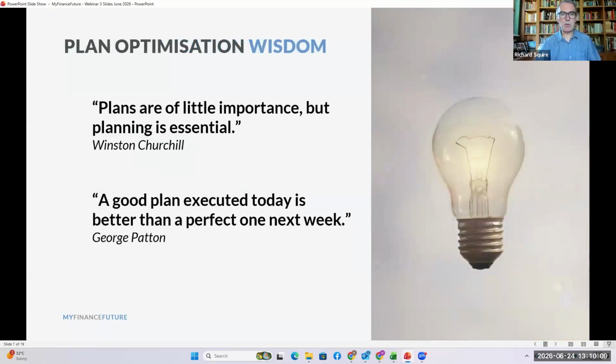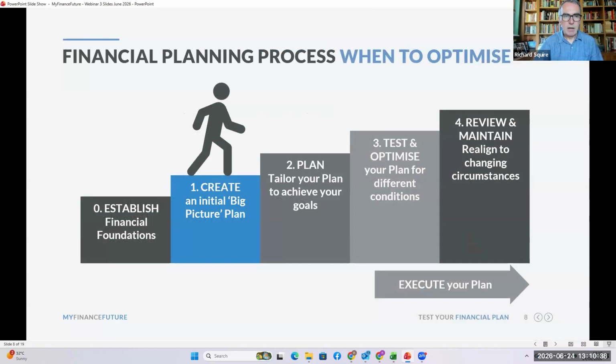There are a couple of quotes I wanted to share. You've probably heard these before, but it's worth reflecting on them in terms of moving to action. The planning process is the most important thing. The plan that comes out at the end is useful as a reference point, but not that important. It's having gone through the thought process and having made your decisions that's the key thing, and then move on to execution rather than trying to spend all your time perfecting your plan.